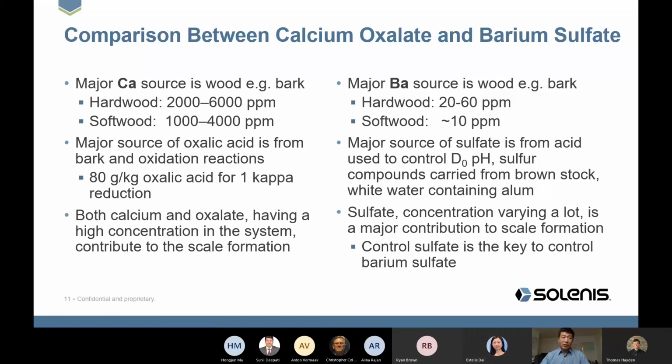A number of studies indicate that for every one kappa number reduction, per kilo of pulp, you're going to generate about 80 gram oxalic acid. Since both calcium and oxalate have a higher concentration, they are sometimes the major contribution to scale. But for barium sulfate, as we discussed, the sulfate ion is the key to control barium sulfate. If you raise pH, you're going to have less sulfate.